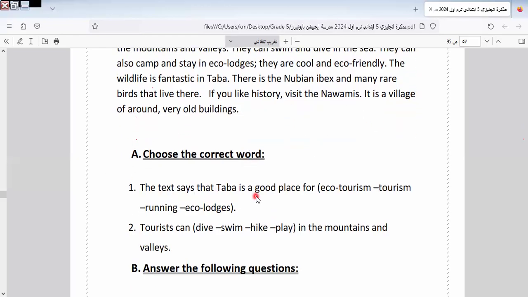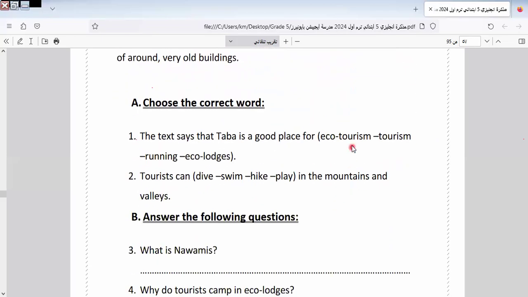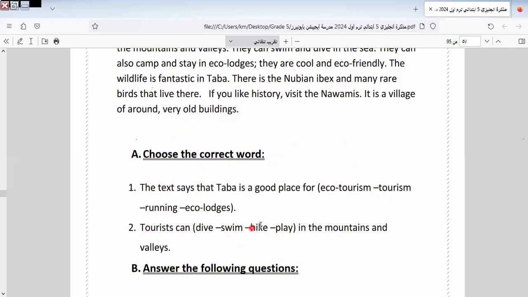The text says that Taba is a good place for what? Ecotourism. So I select this one. This is the correct answer. Tourists can hike in the mountains. Can what? Can hike. So the answer will be hike.